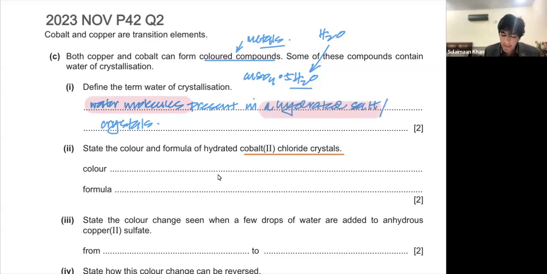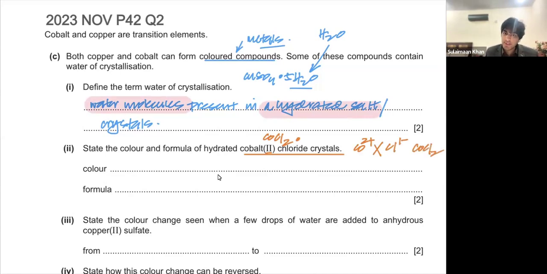State the color and formula of hydrated cobalt 2 chloride. So cobalt 2 chloride, CoCl2. And how many water molecules does it have? How do you know it's CoCl2? Because cobalt has an oxidation state of 2. So cobalt has a 2 plus charge, chloride has a 1 minus charge. Cross multiply, you get CoCl2.